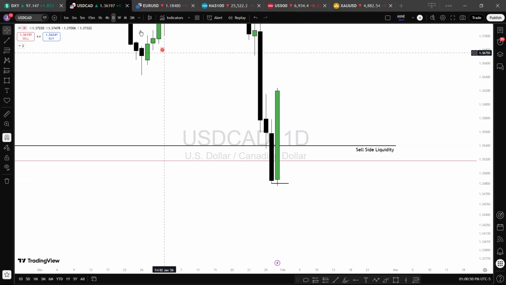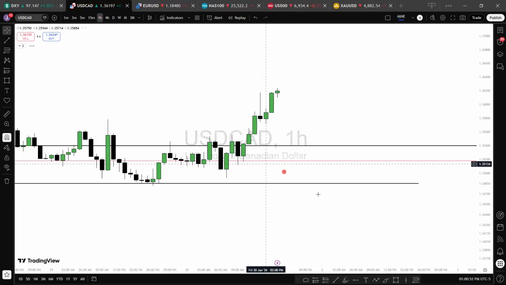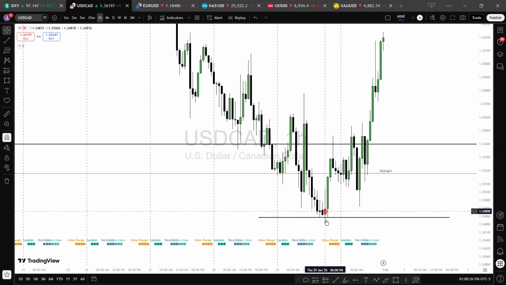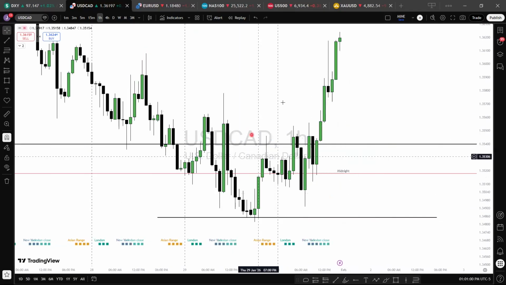A market shift. So we're going down to 1 hour. Good. So you could see the run on liquidity, which happened here. All right. Now, looking at the 1 hour time frame, the market shift isn't very clear. So we will be going down to the 15-minute time frame.